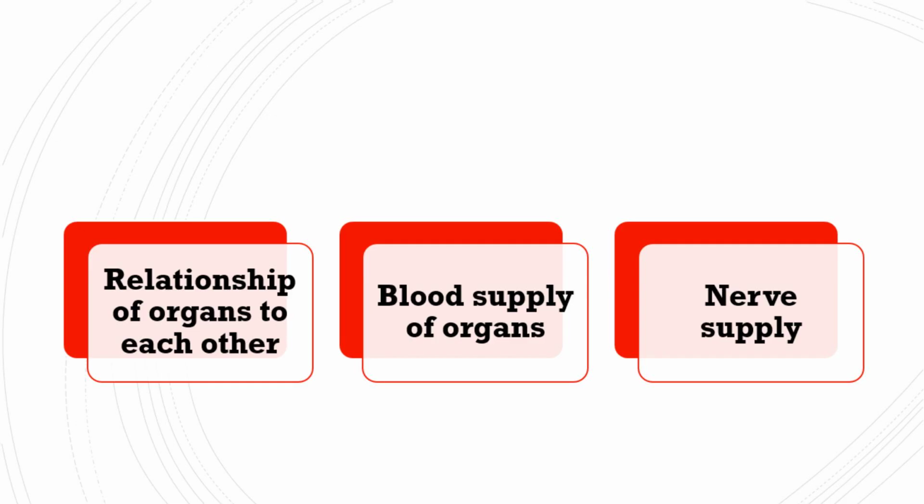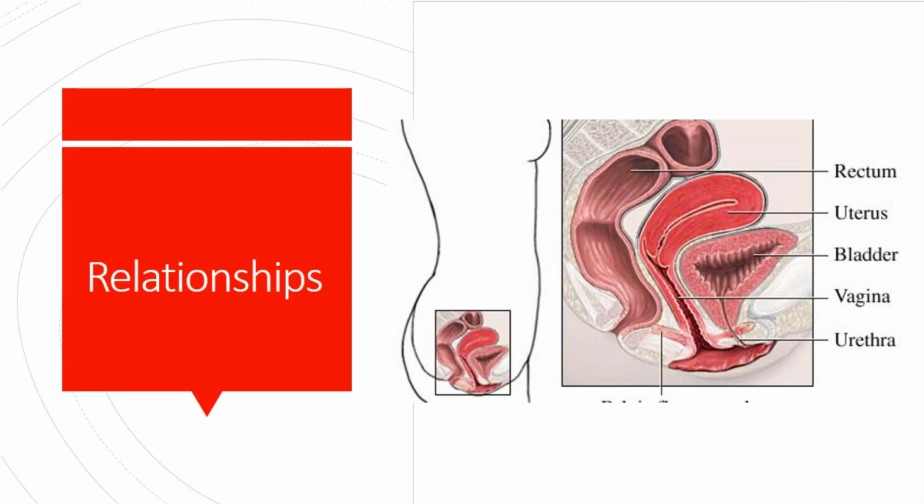It is important to know the relationship of organs with each other, their blood supply and nerve supply. The bladder is located anteriorly in the pelvis, just behind the pubic symphysis. The urethra, a short tube that extends from the bladder to the external urethral opening, lies anterior to the vagina. The bladder and urethra are separated from the vagina by the pubocervical fascia.